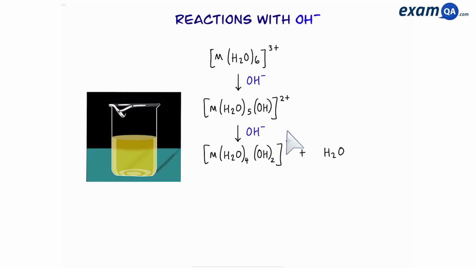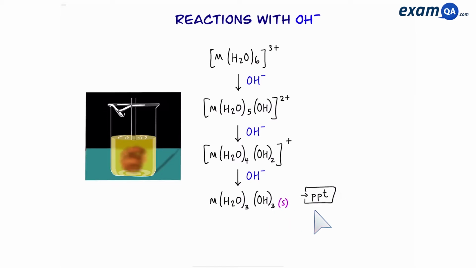If you add another hydroxide, that breaks down another water molecule, going from 5 to 4, and now we have 2 hydroxides, and of course water is produced as well. Notice the overall charge keeps falling down by 1 each time. We started with 3+, then we went to 2+, and now it's just +1. What would happen if I add another hydroxide? Now we have 3 waters and 3 hydroxides. Since it has no charge, it's going to be insoluble and will form a precipitate.